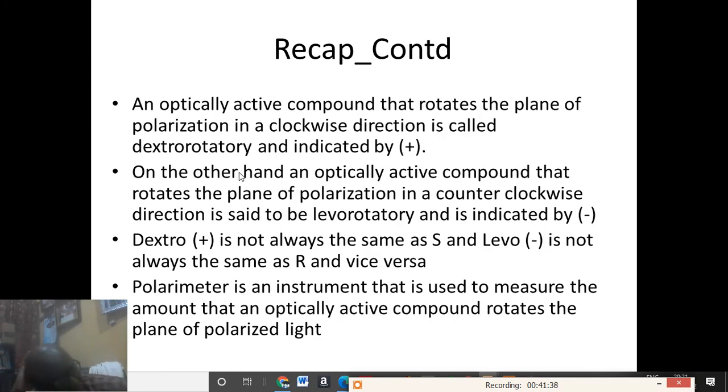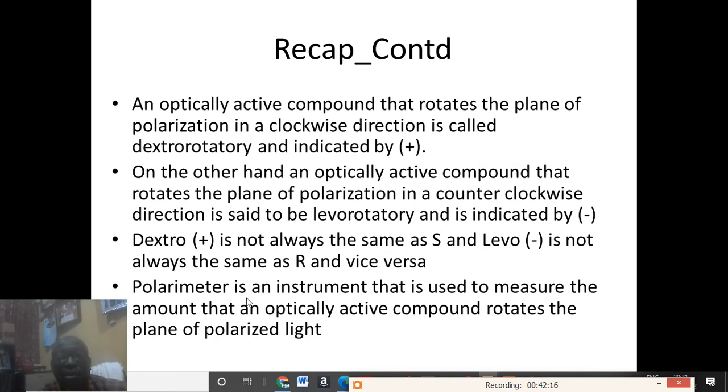Now, in summary, or as a recap of what we have been discussing all along, an optically active compound that rotates the plane of polarization in a clockwise direction is called dextrorotatory and is denoted by a positive sign. On the other hand, an optically active compound that rotates the plane of polarization in a counterclockwise direction is said to be levorotatory and is indicated by a negative sign. Dextro is not always the same as S, and levo is not always the same as R, and vice versa.